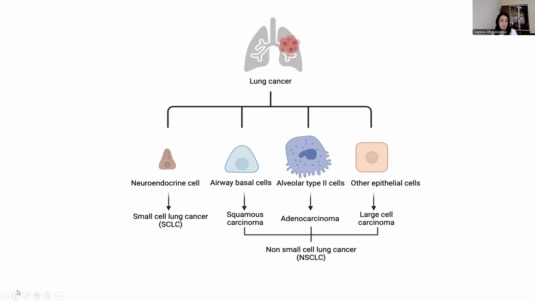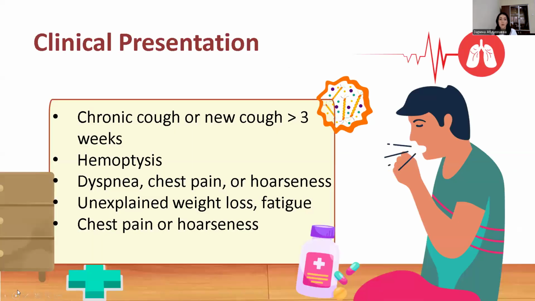The main clinical symptoms of lung cancer are chronic cough or new cough lasting more than 3 weeks, hemoptysis, dyspnea, chest pain, hoarseness, unexplained weight loss, and fatigue.